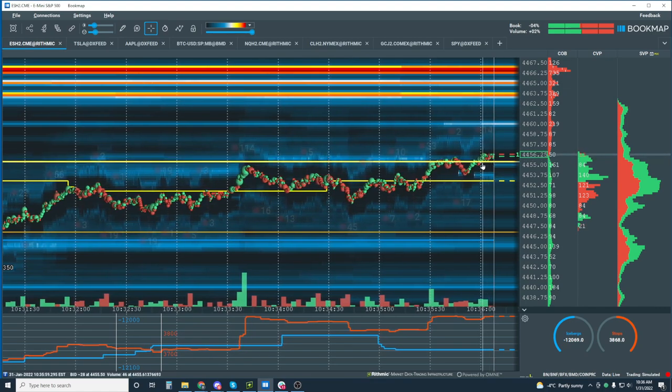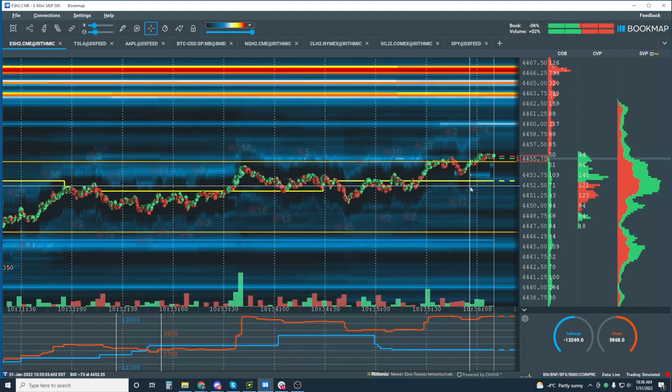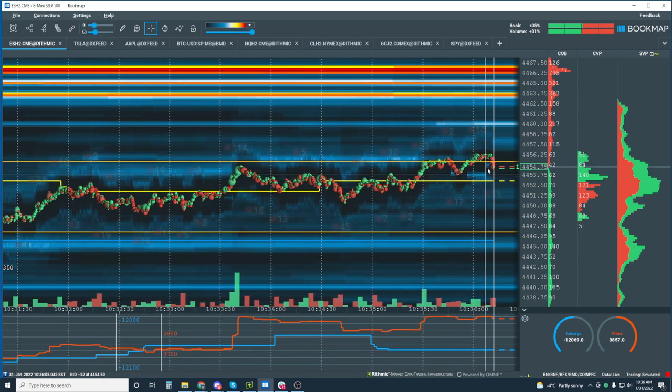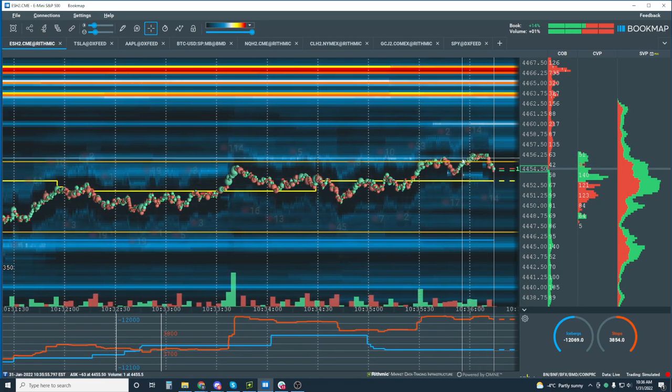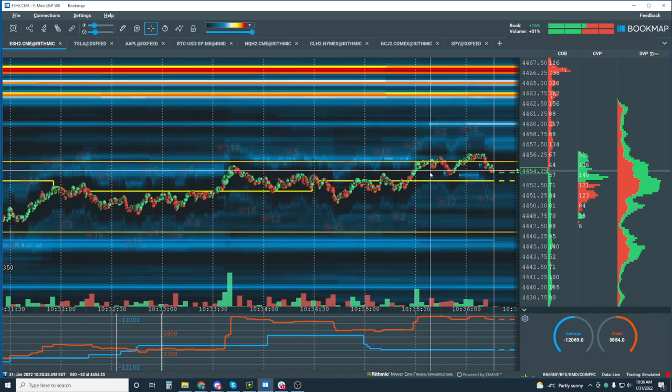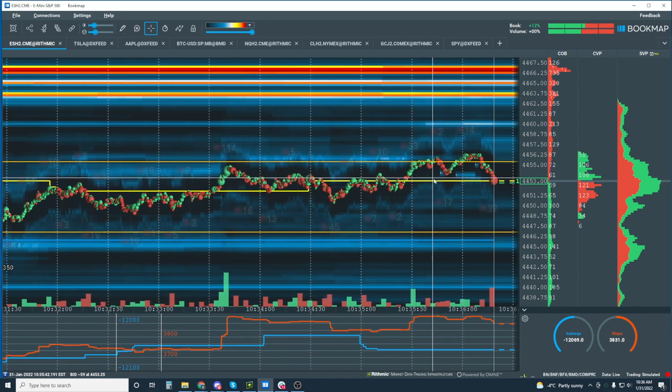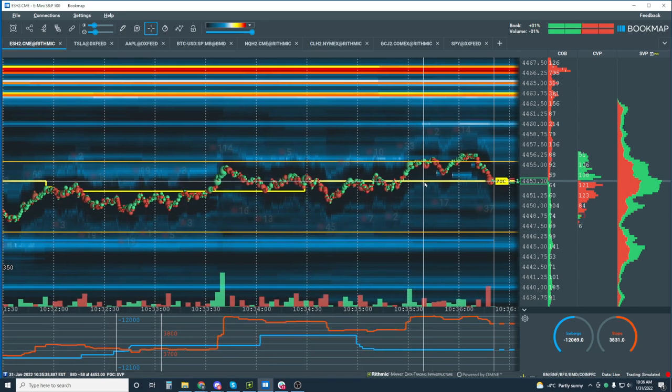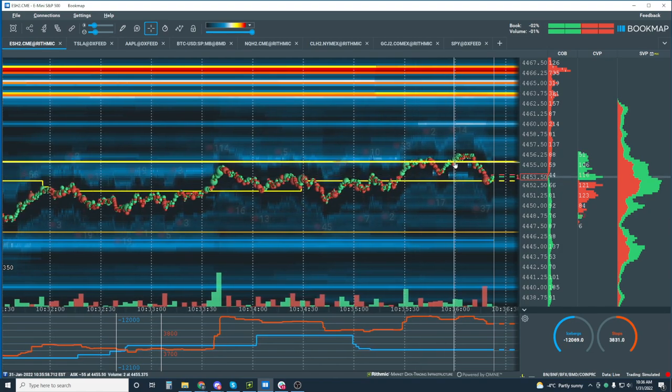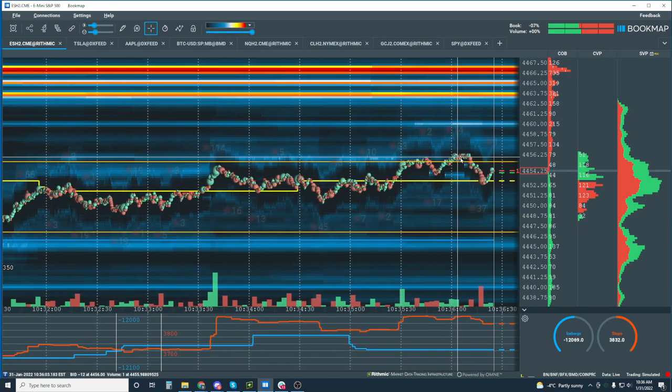A little more buying would be good. Yeah, not really quite seeing it. Yep, some selling coming in. Okay, so we'll probably get another rotation on it here. Yeah, there they go. Back to point of control. Okay, let's see if we can get another rotation back up here.